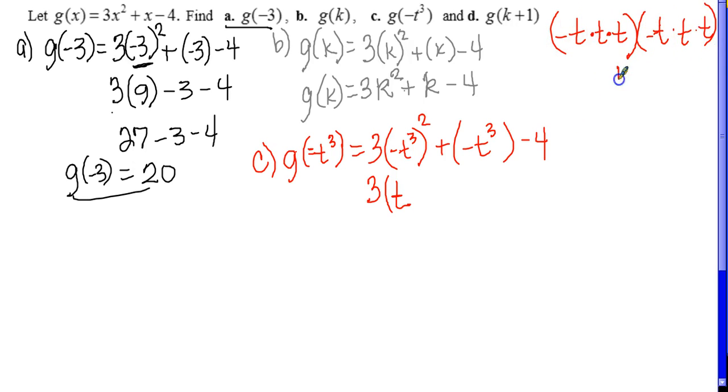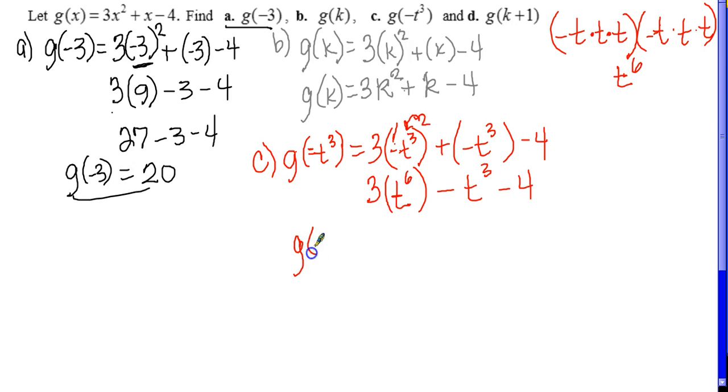Negative times negative is positive. How many t's? You got it. T to the 6th power. Remember, you're distributing power to power, so you multiply. Just don't forget to give that power to that -1. All right. Plus, oh, that should probably be a minus, yes? Positive times negative is -t cubed minus 4.